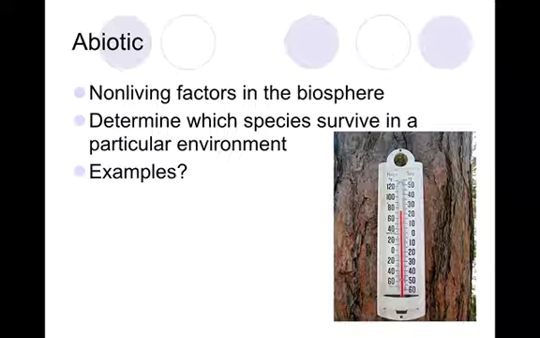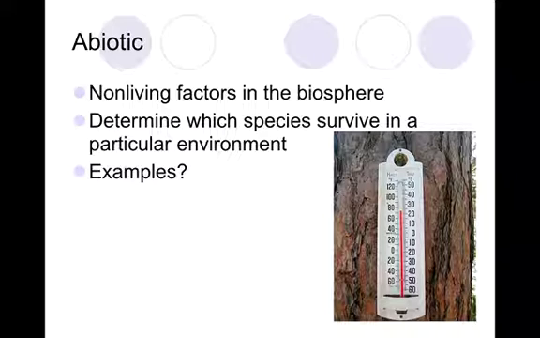There are two different types of factors that you have to look at when you're talking about ecology. One is abiotic, a being our prefix that means not, bio being our prefix that means dealing with life. So abiotic is not living. So these are non-living factors in the biosphere. Now these factors, and this is really important, determine which species survive in a particular environment.